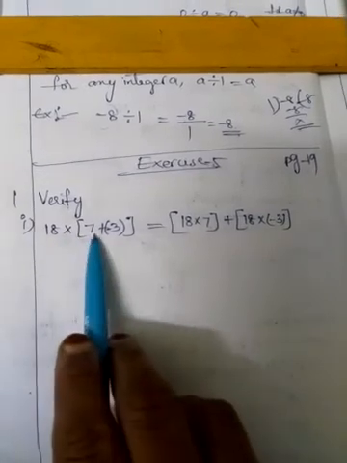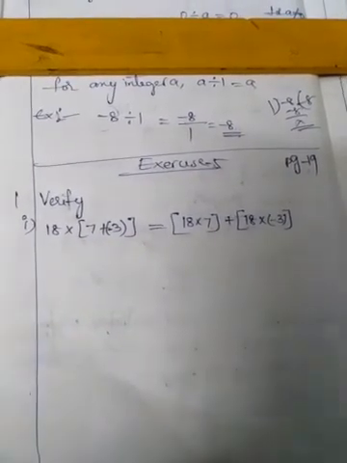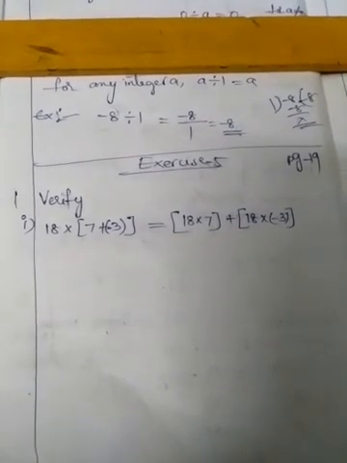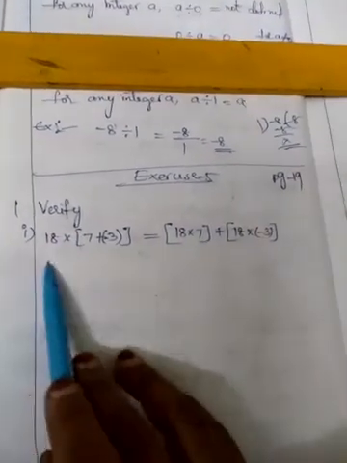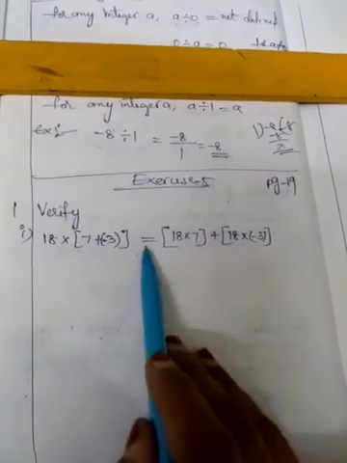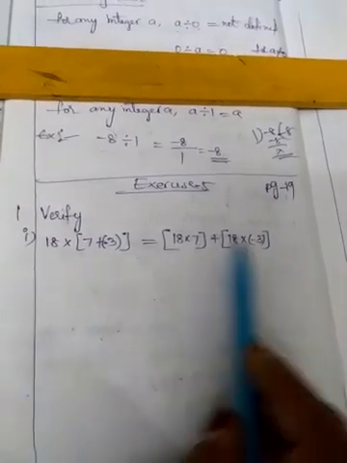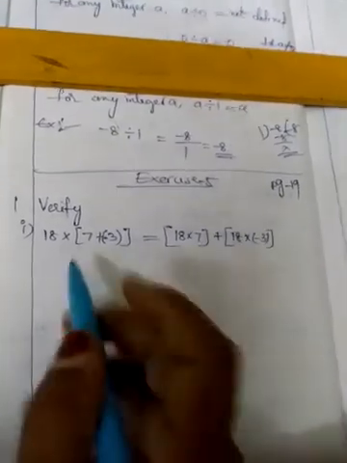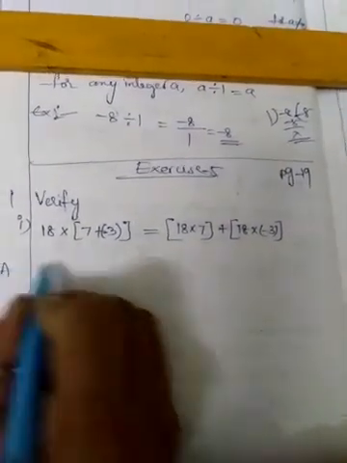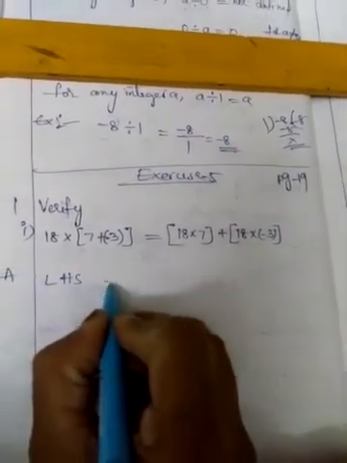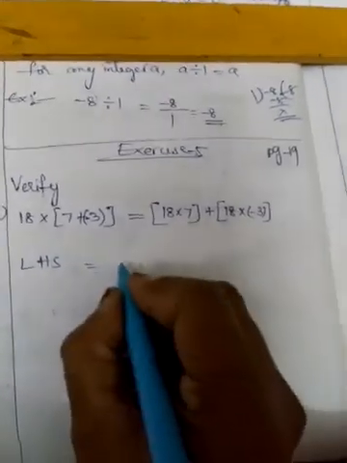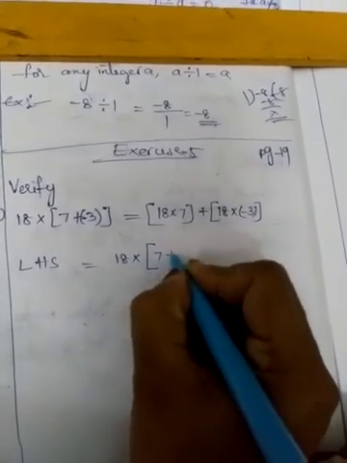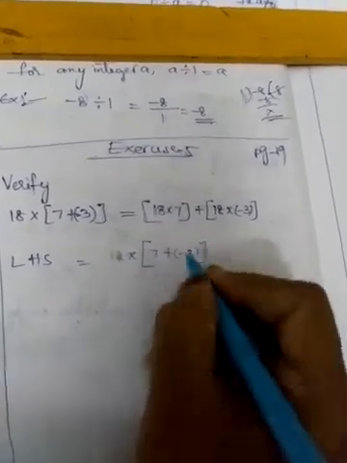So here, 18 into (7 plus of minus 3) is equal to 18 into 7 plus 18 into minus 3 is the question. So LHS is there, RHS is there. Equals in the middle means this is an equation. In the equation, LHS is there, RHS is there. LHS, RHS we are finding separately. First I am taking LHS. LHS means left hand side. LHS is 18 into the big bracket (7 plus of minus 3).